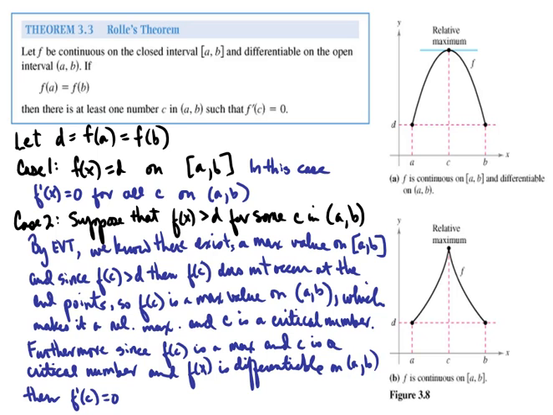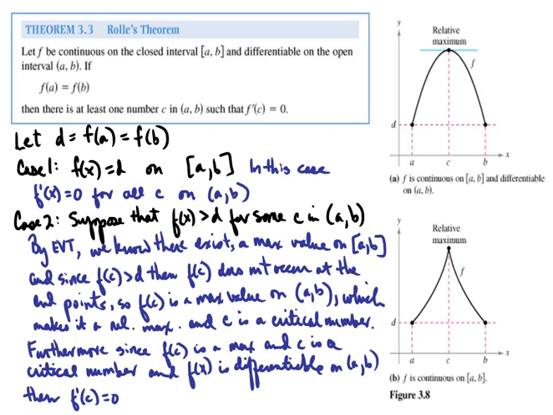The second case, we assume that there's some value of the function that's above d, which is the y value of the two endpoints. So assuming that it's not a constant function, there's some value that's above, then by the extreme value theorem we know that there has to exist a maximum value on the closed interval from a to b. And we're just going to call that maximum value f of c. Let's say it occurs when x is equal to c and the maximum value is f of c.